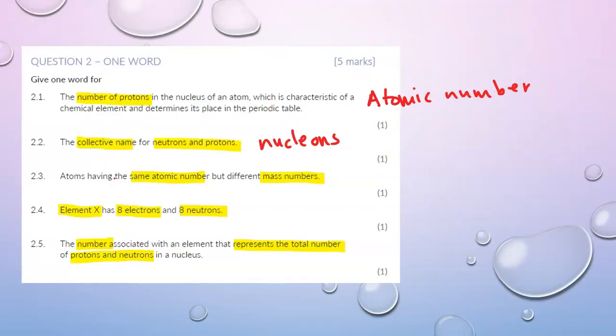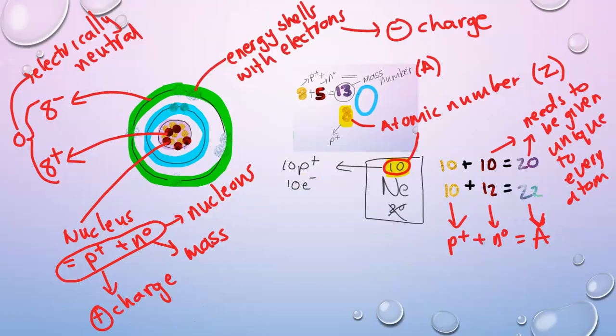Okay, 2.3, atoms having the same atomic number but different mass numbers. So we're coming back to this one again. So they have the same atomic numbers, but they have different mass numbers, and those are called isotopes.